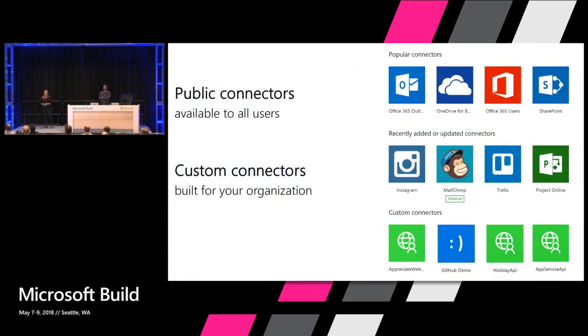So to define it a little bit, the public connectors, and sometimes we just call them connectors, are the ones that are available to all users. Those are the ones that are out of the box. You go to flow.microsoft.com without signing in or anything, and you'll see a whole list of connectors. Those are what we just call connectors, or public connectors if we have to qualify them.